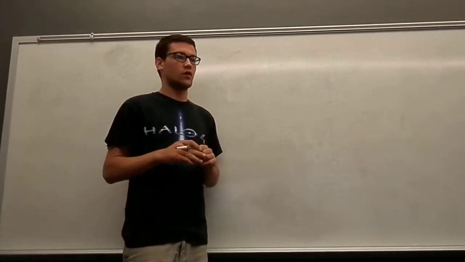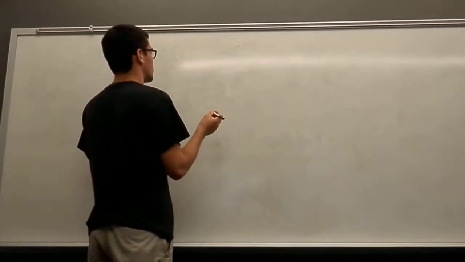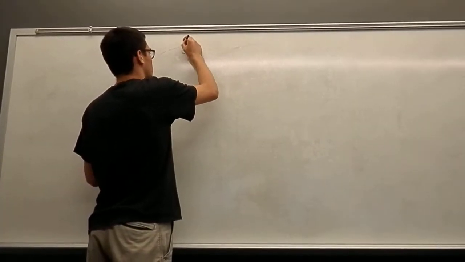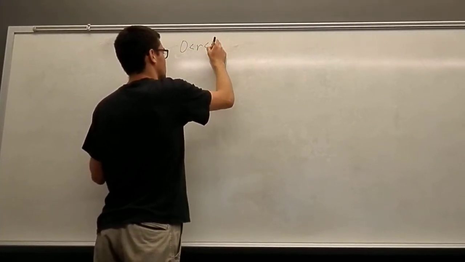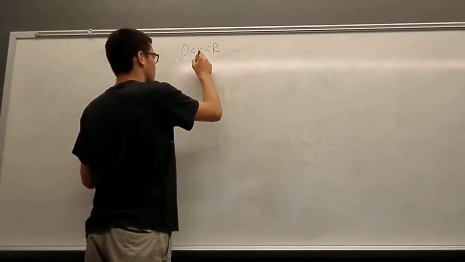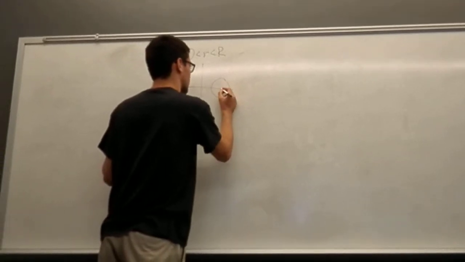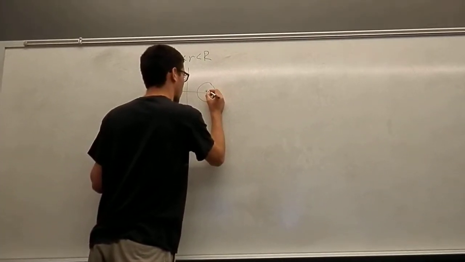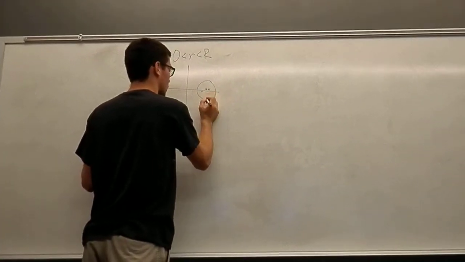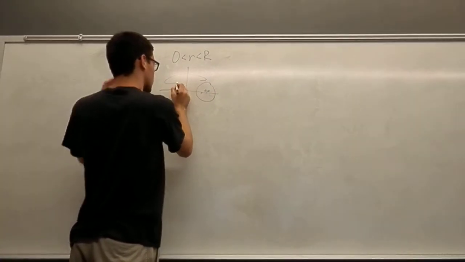Now, for this one, we have a problem. We have two arbitrary variables, 0 is less than little r is less than big R, and you need to find the volume of a torus that is made by revolving the circle centered at (big R, 0) with the radius of little r around the y-axis.